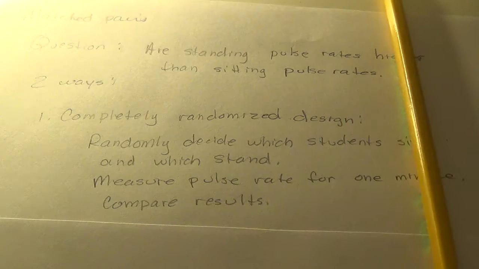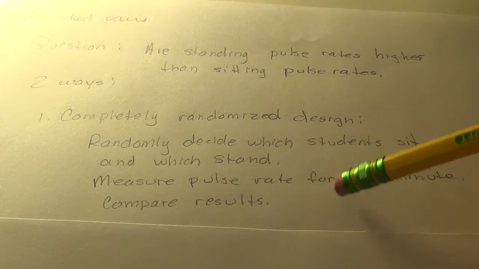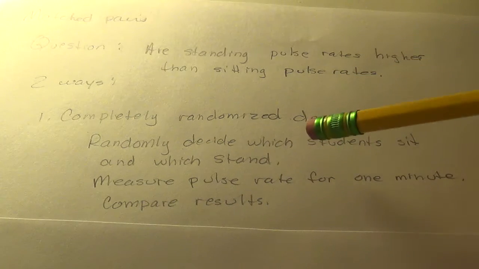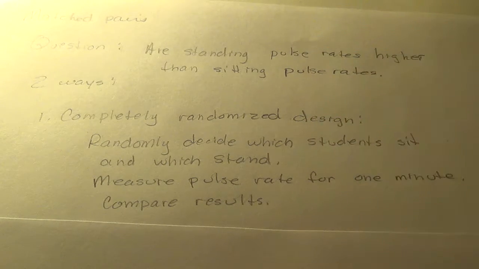So it seems like it would be a good one. However, we know that just people in general have such variation in their pulse rates because of their height or their weight or their physical fitness or their amount of anxiety or whatever. So we have so many variations between people, we might not find conclusive results if we do it that way.